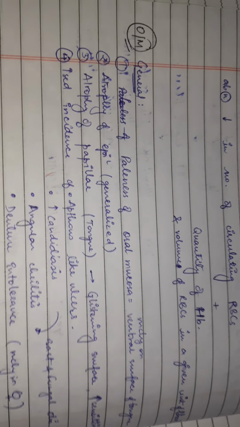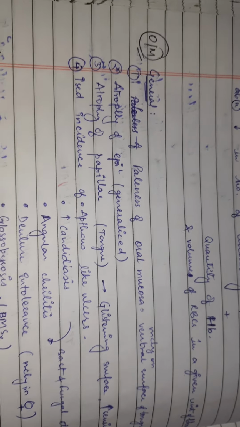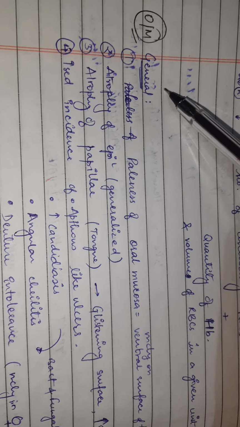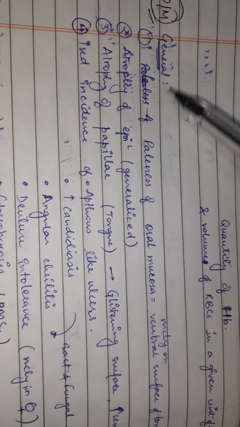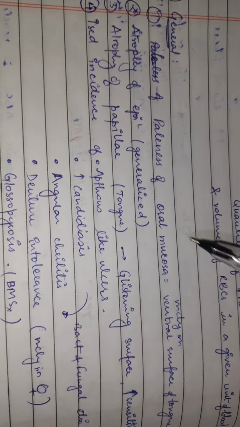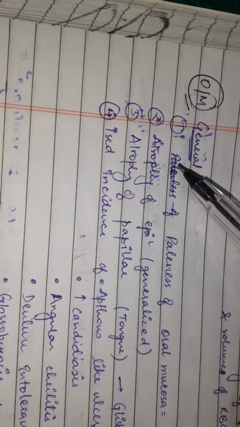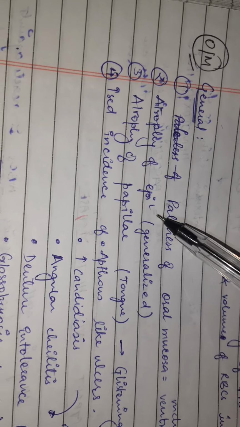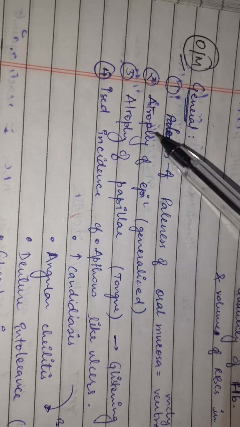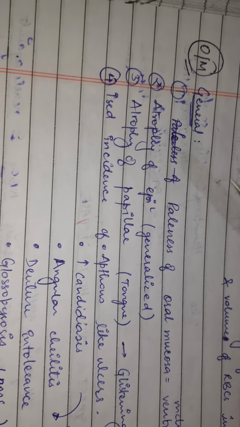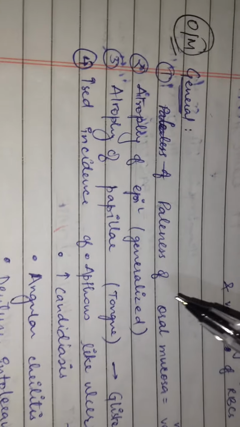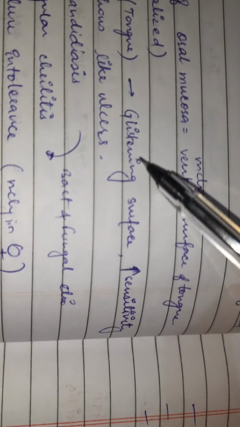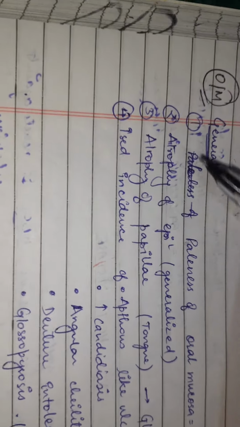is decreased. Oral manifestations are important. The general oral manifestations are paleness of the oral mucosa, most commonly on the ventral surface of the tongue, and generalized atrophy of the epithelium. Atrophy of papillae, tongue, glossitis, glistening surface, increased sensitivity.